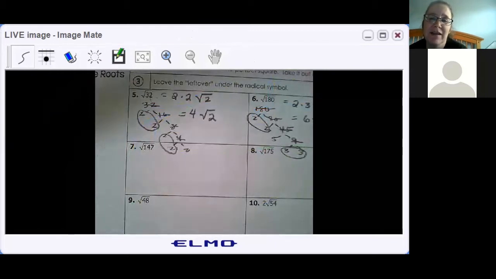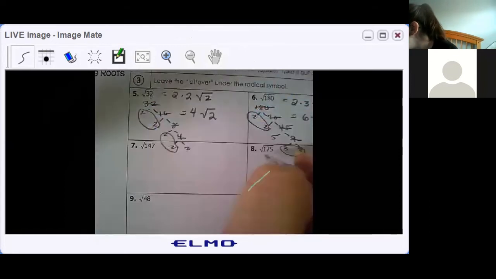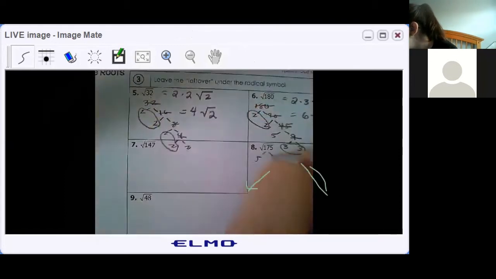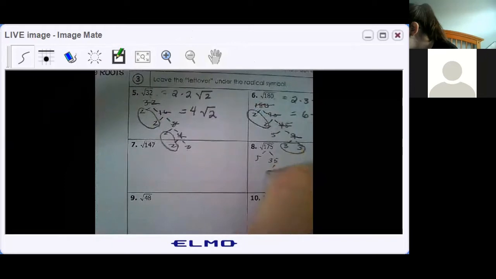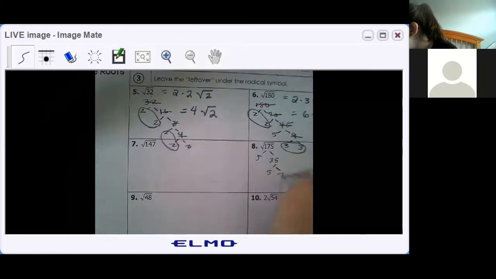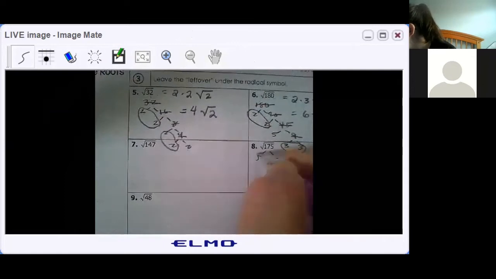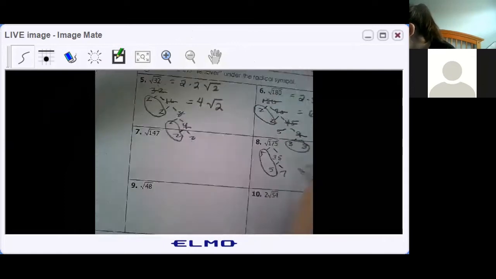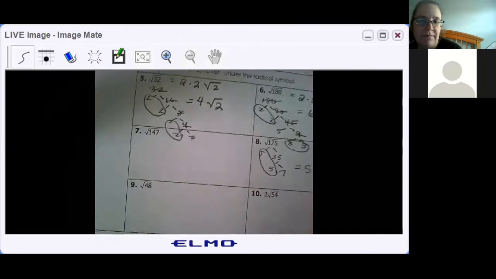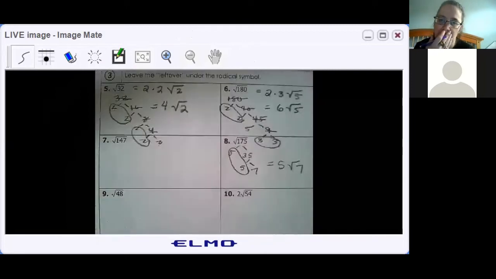All right, so let's look at this. 175, because it ends in 5, I know it can be divided by 5. So that's 35. And 35 can be divided by 5, and you get 7. So these come out, and I get 5 times the square root of 7, and it's done. So that one wasn't too bad.